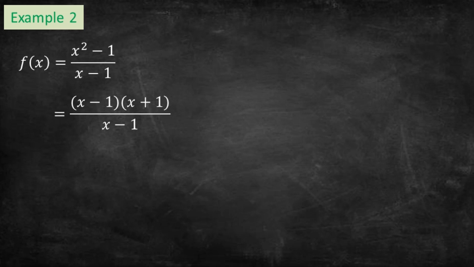Let's now look at the function f of x equals x squared minus 1 over x minus 1. We want to get an idea of what the graph looks like. We can factorize the numerator as a difference of squares, and we find that the denominator can cancel into the numerator, provided that the denominator is not 0. In other words, provided that x is not equal to 1. So we find that f of x equals x plus 1, where x is not equal to 1.